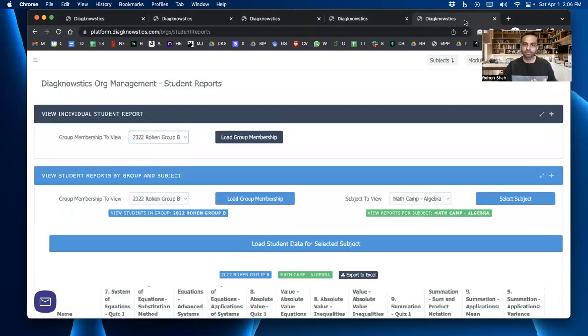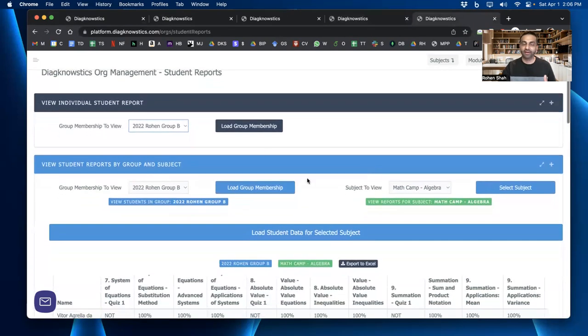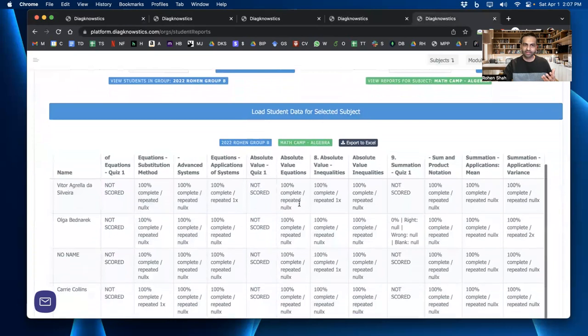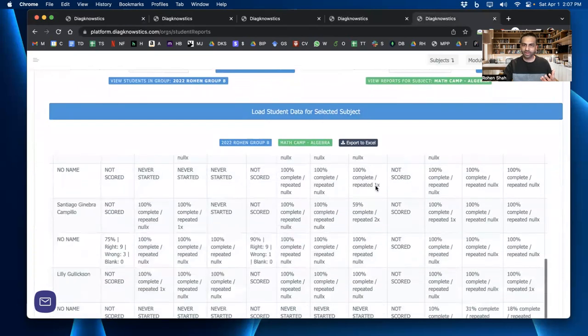There's also an admin portal. So as an admin, you can add all the students at your school, and then you can also track, for each student, which modules they have completed and whatnot.